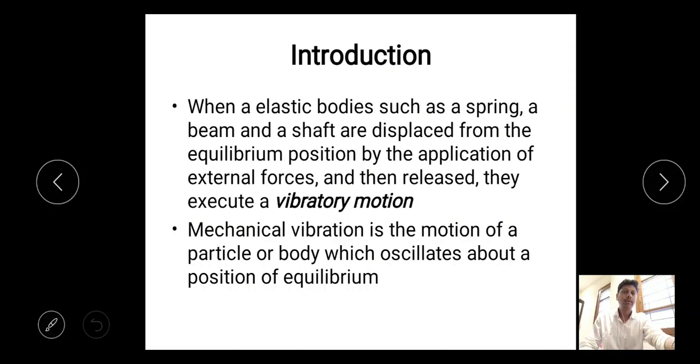So what is vibration? When an elastic body such as a spring, beam or a shaft is displaced from an equilibrium position, see what is happening here.